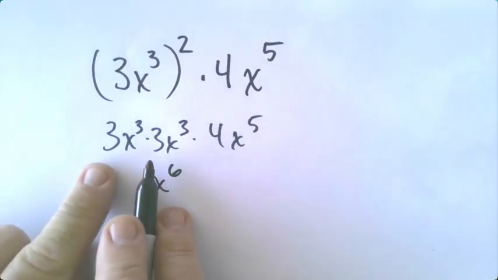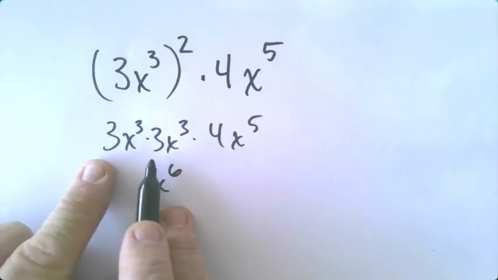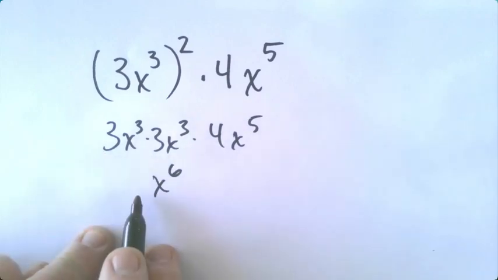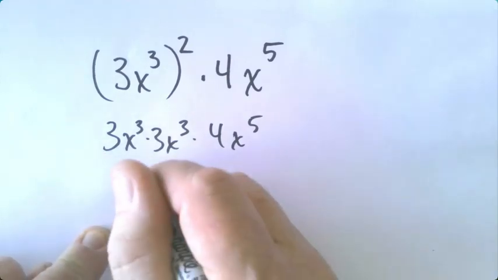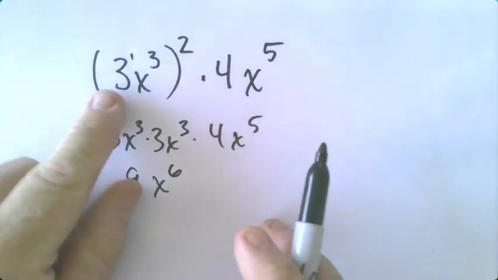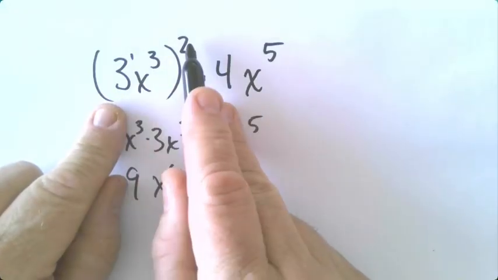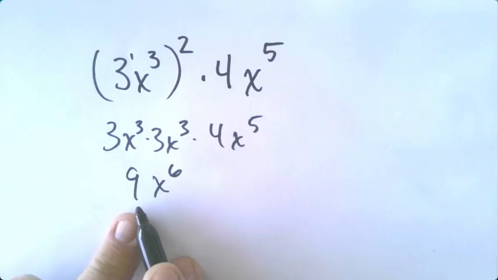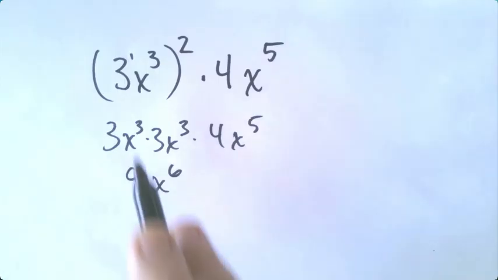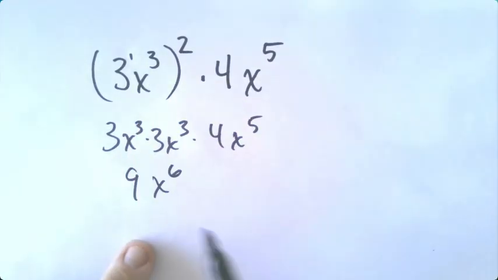And then I've got 2 factors of 3. Factors are multiplied to produce a product. If I have 2 factors of 3, what number do I write down? 9, right? So you can also look at it like this. This is 3 to the 1st to the 2nd, which makes 3 squared. And this is x to the 3rd to the 2nd, which is x to the 6th, right?